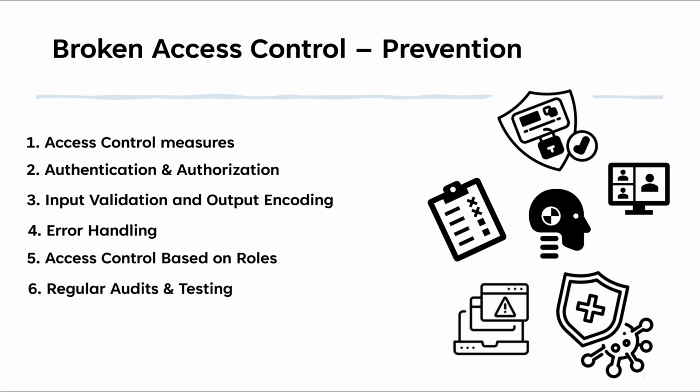Alright, and we have regular audit and testing. Regular auditing and testing of access control measures is crucial in preventing broken access control. This includes both internal and external audits, as well as regular penetration testing. An internal audit can identify weaknesses in the system and help address them before they become a problem. External audits can ensure that the system is secure from outside threats.